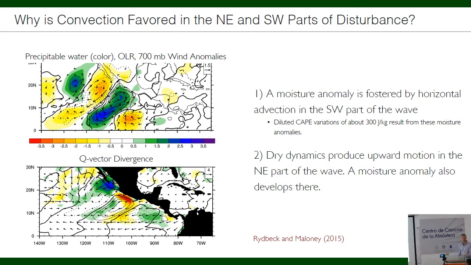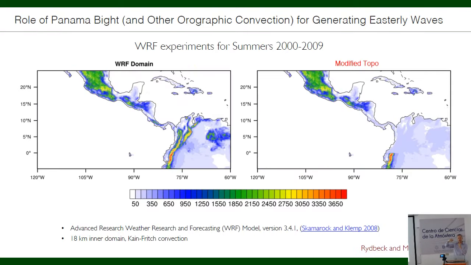Okay, so that's how the wave becomes tilted and the role of vortex stretching in that. The other really cool and more interesting thing that I wanted to talk about here is how important the Panama Bight region really is as a source of easterly waves. And for that, we decided to turn to a model. What we're going to show here are some experiments with a model called WRF, the Weather Research and Forecasting model, that was developed at NCAR in the United States.